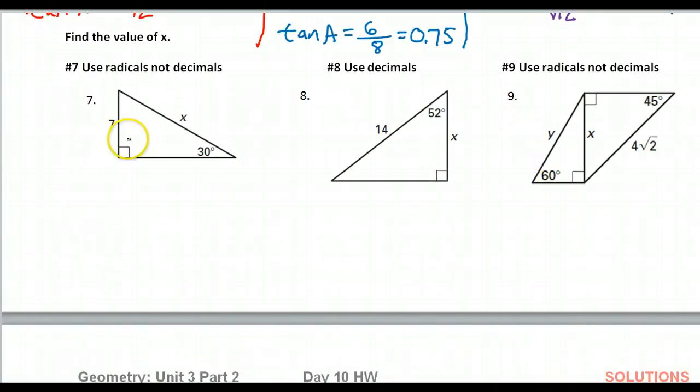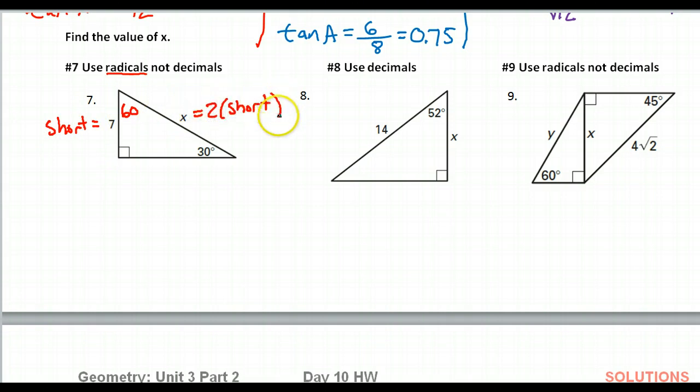Okay, number 7, 8, and 9. So number 7, use radicals, not decimals on this one. So we can use radicals, square roots, because this is a special triangle with a 30, 60, 90. So let's not use tangent, sine, or cosine on this. Again, this is the short leg, and so the hypotenuse is going to be double the short leg. And this side over here, if anybody ever asked me for it, would be the short leg times radical 3.